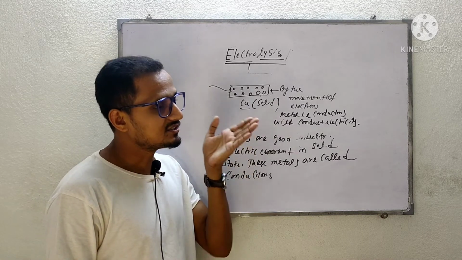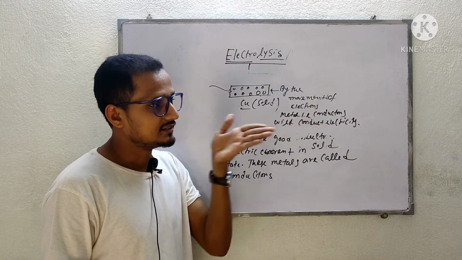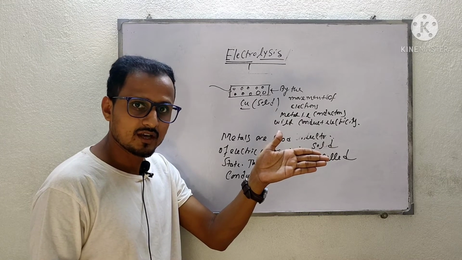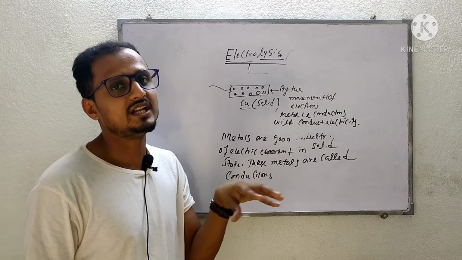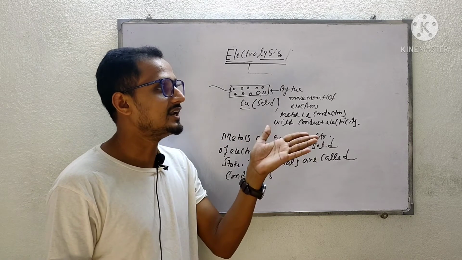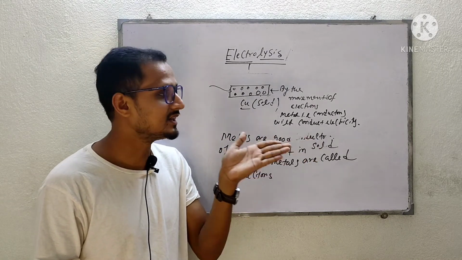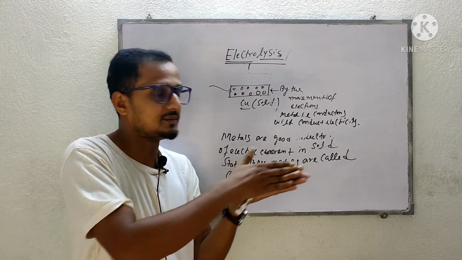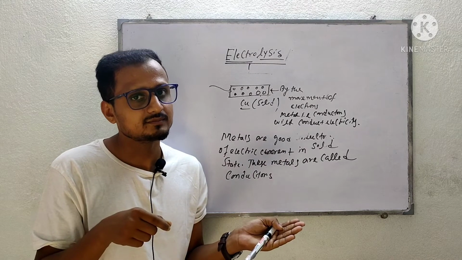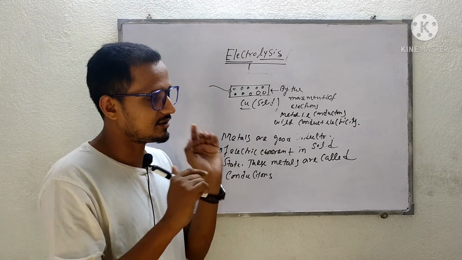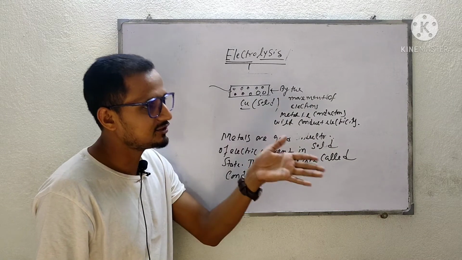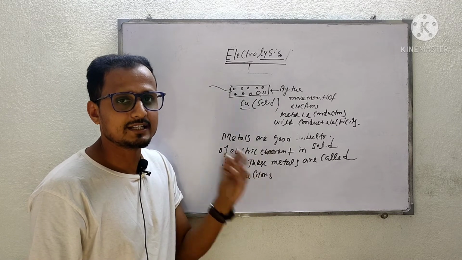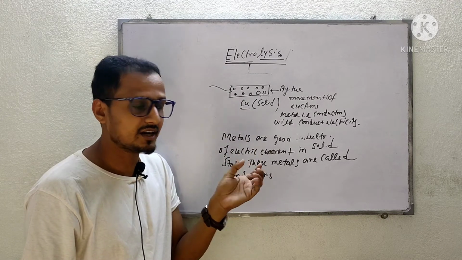And what is the direction of the electric current? The direction of the flow of electrons is opposite to the flow of electric current. That means the direction opposite to the movement of the electrons is the direction of the electric current through a conductor.